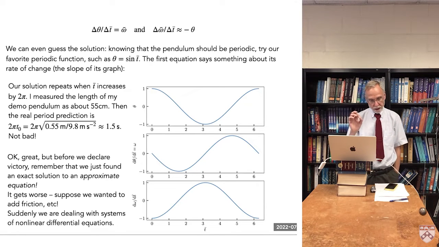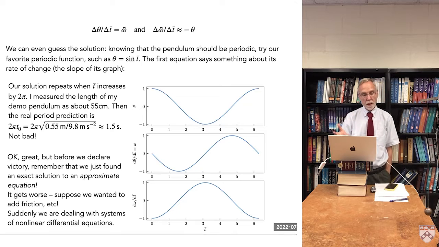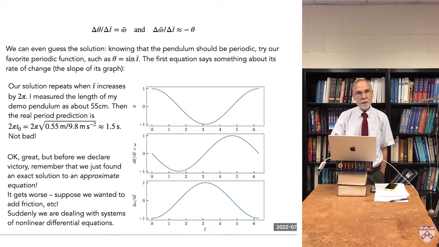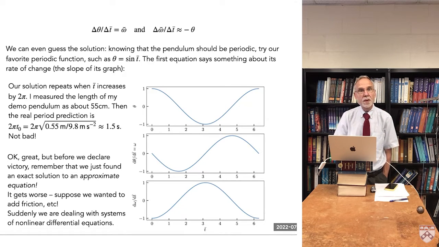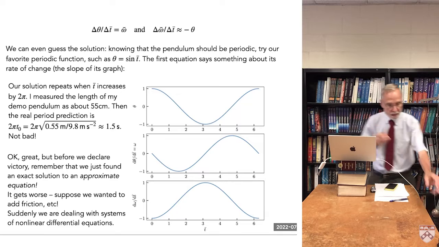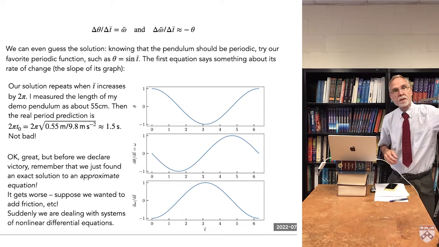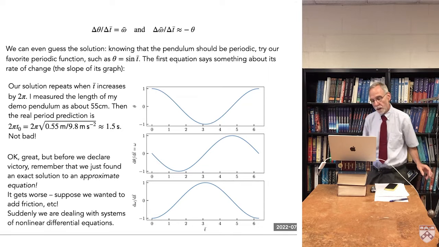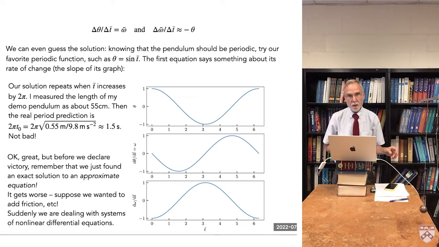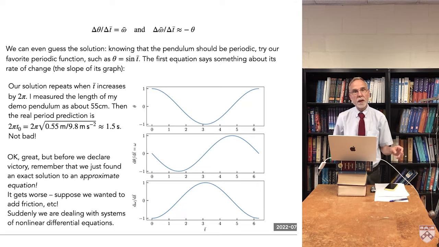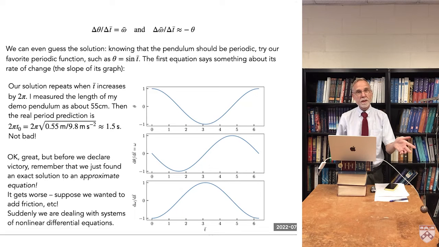Okay, well, I can tell you right now what's going on. We were so happy we found an exact solution, but it was an exact solution to an approximate equation. When we said sine theta is about equal to theta, yes, that's true for 20 degrees, but it's not at all true for 90 degrees. Okay, this problem is a little more complicated to do exactly for large amplitude.